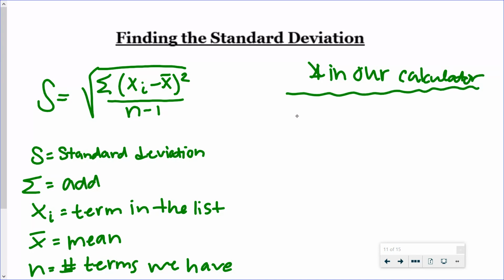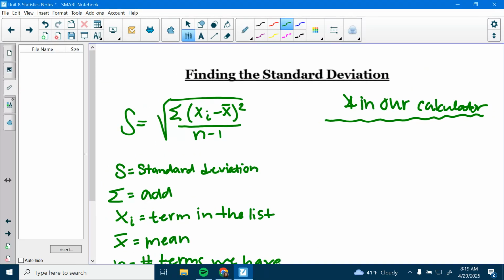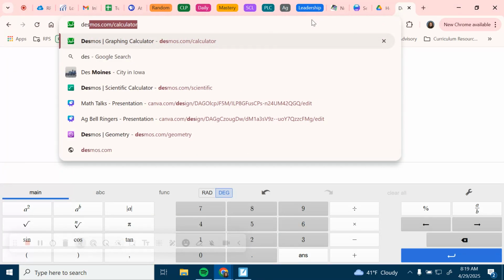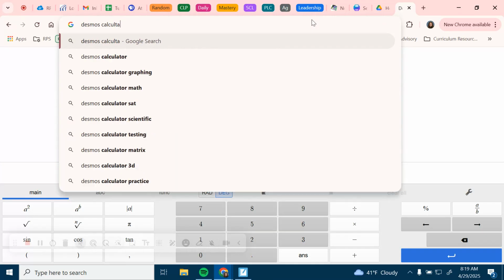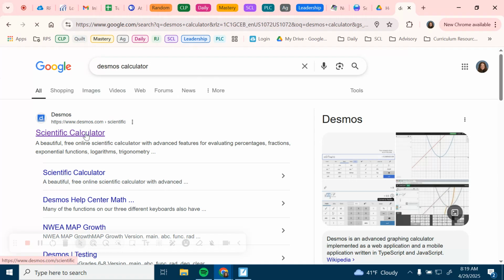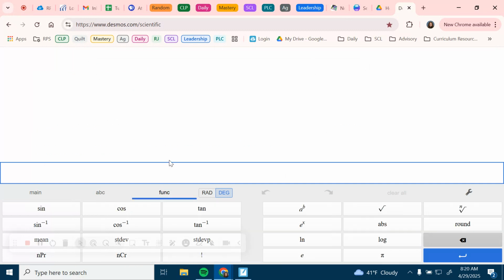Now the calculators that we have in the classroom do not have the feature for this. So instead we are going to use Desmos calculator. So what I would like for you to do is to go and search Desmos calculator. Okay, and you're going to click on the scientific calculator. And once you get to the scientific calculator, you're going to click on functions, F-U-N-C. And then you're going to click on where it says standard deviation.